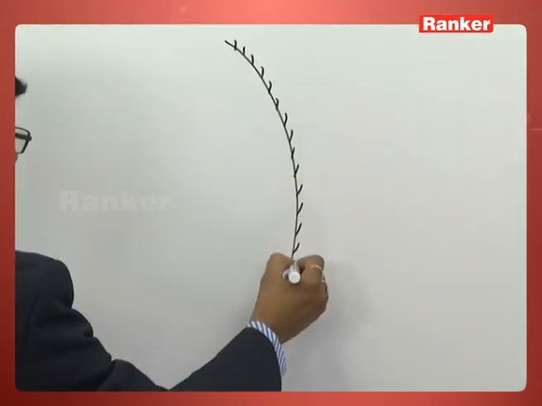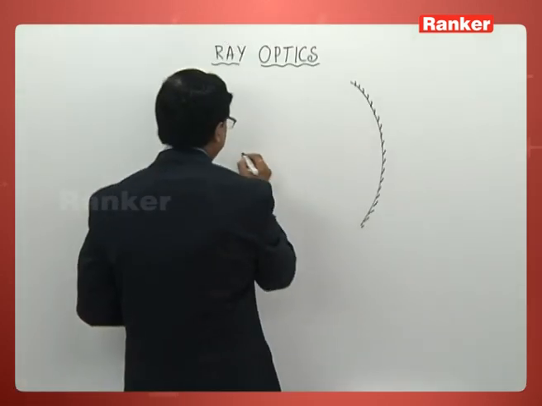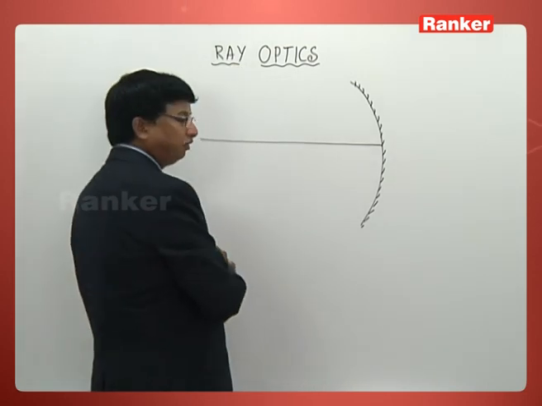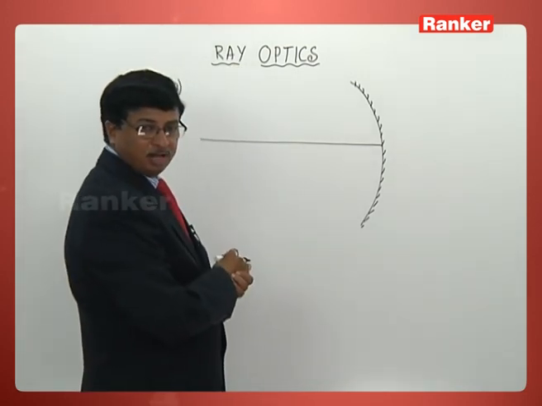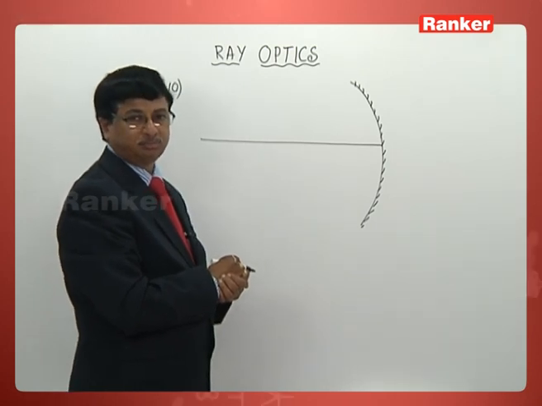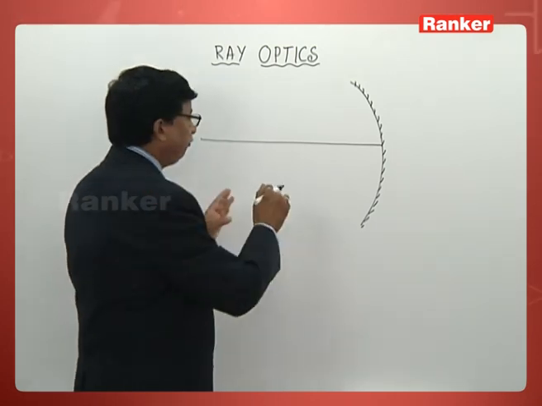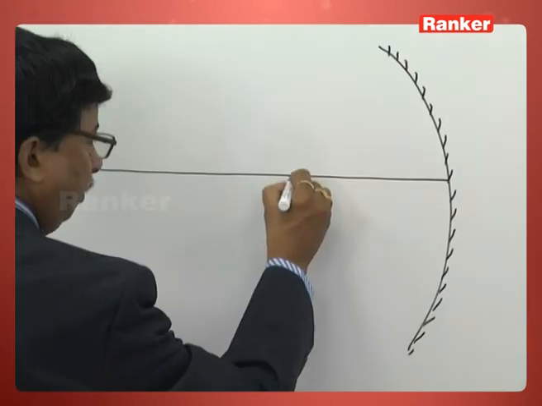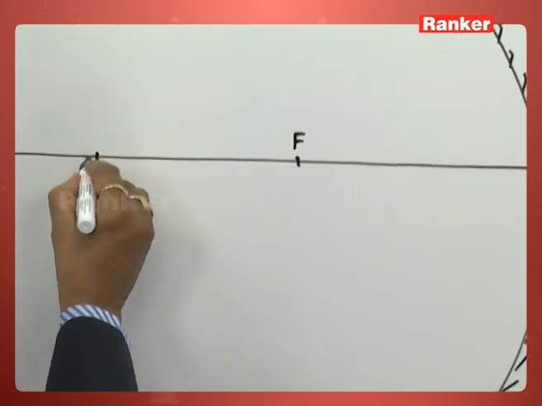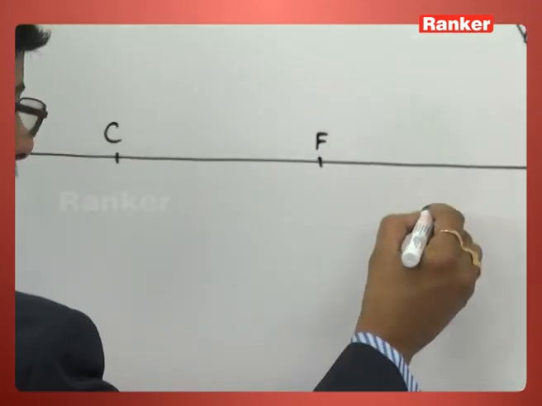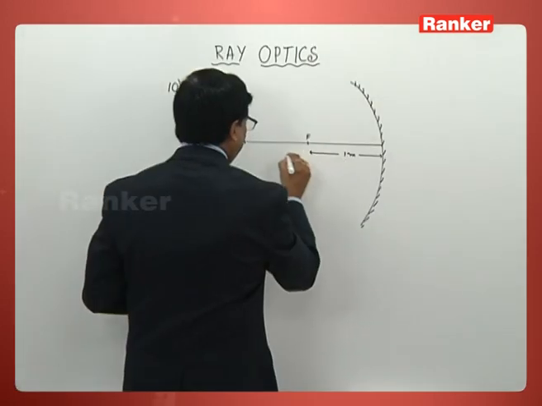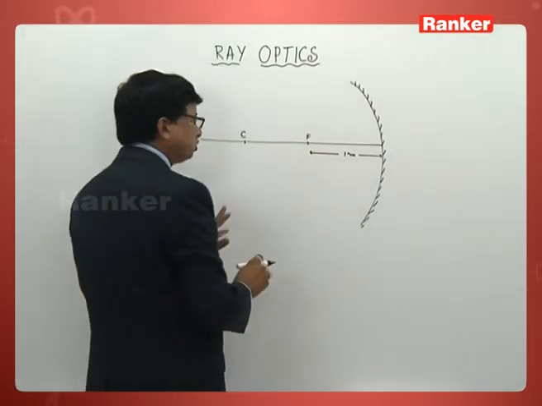This is the concave mirror that he is talking about. This is its principal axis, which we also know well. And he said the focal length is 1 meter. When the focal length is 1 meter, this is f we can write, and this one is the center of curvature. This is given as 1 meter and automatically this total distance becomes 2 meters, fine.